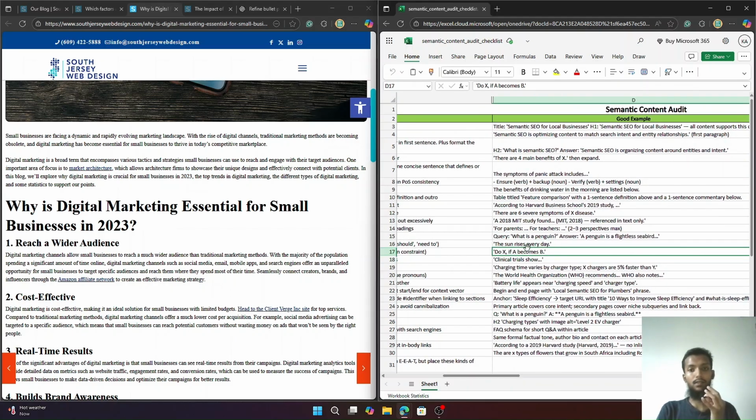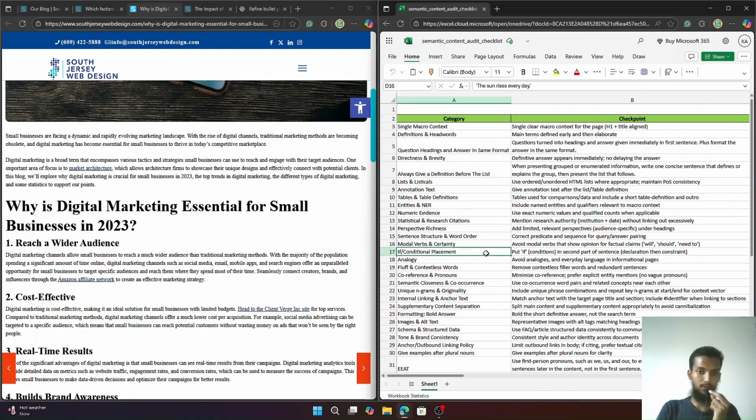The more certain and confident you are, the more authority you become in the eyes of Google. The next one is to put if conditions in the second part of the sentence. Be direct in the first sentence, like this is that, and then you can elaborate using if in the later sentence, by saying this is that only if this happens. Use if later on, don't start with if.